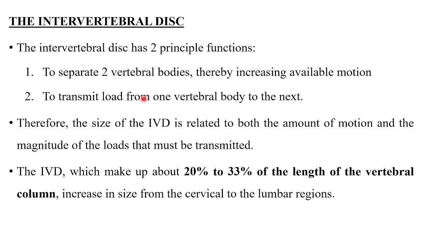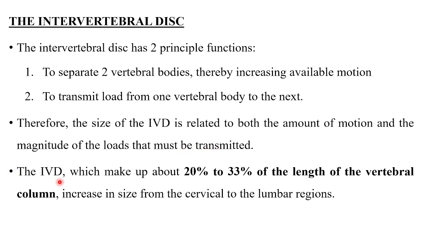The first function is to separate the two vertebral bodies, thereby increasing the available motions. So the intervertebral disc is responsible for increasing the range of motion within the intervertebral joints. And the second function is to transmit the load from one vertebral body to the next. So it acts like a shock absorber and resists the compressive loading. Therefore, the size of the intervertebral disc is related to both the amount of motion as well as the magnitude of the load that must be transmitted.